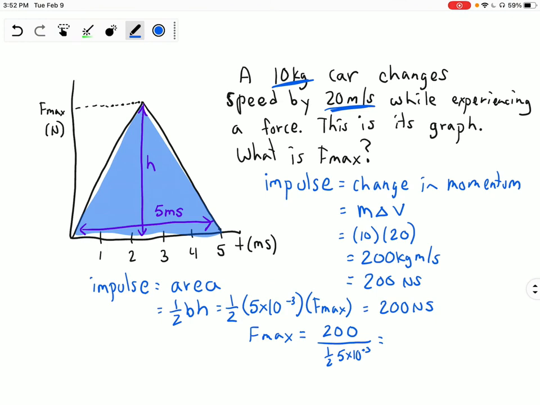And I'm just going to run that into my calculator. 200 divided by 0.5 divided by 5 times 10 to the negative 3. Well, that's a lot of force. All right, well, there you go. It's about 80,000 newtons. I told you this wasn't going to make any sense.